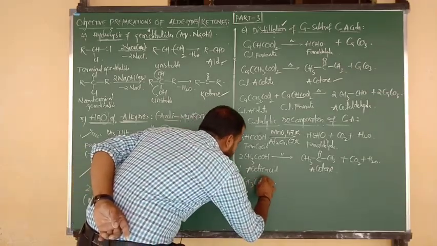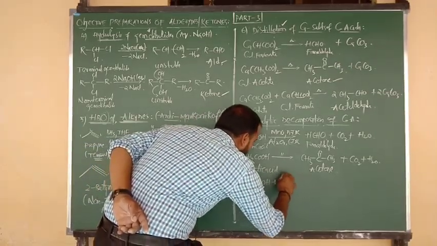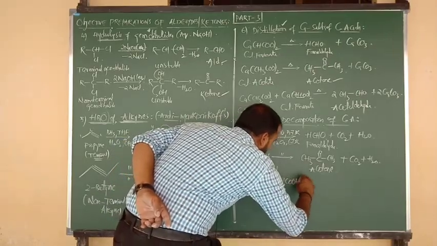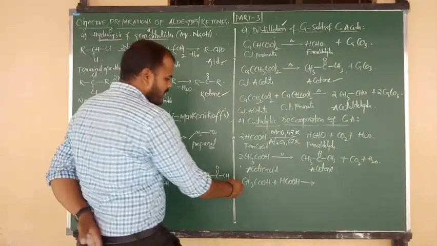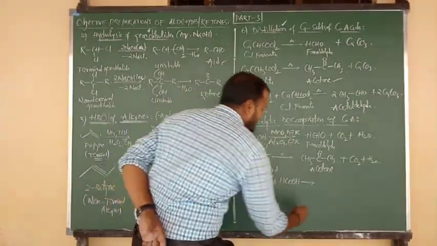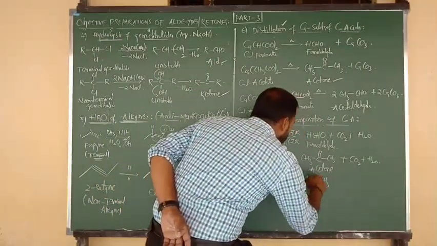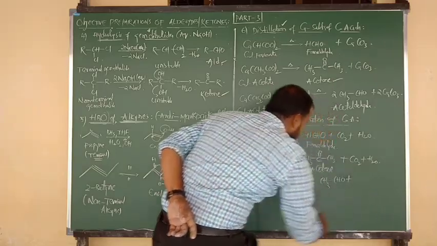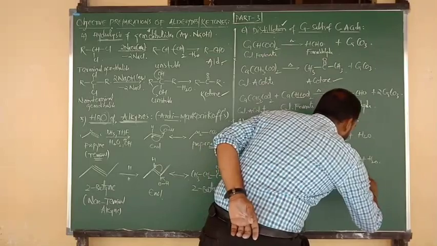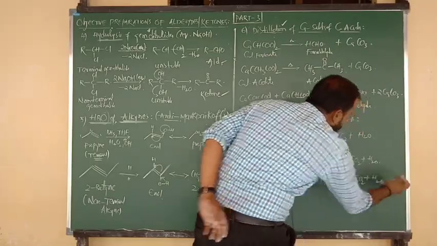1 mole of acetic acid and 1 more mole of what? Formic acid. 1 mole of acetic acid, 1 more mole of formic acid, one is a CH3 group, one more is a CHO group. You are going to get the product CH3CHO, acetaldehyde. Again the byproducts are the same, one is CO2 and one more is H2O.